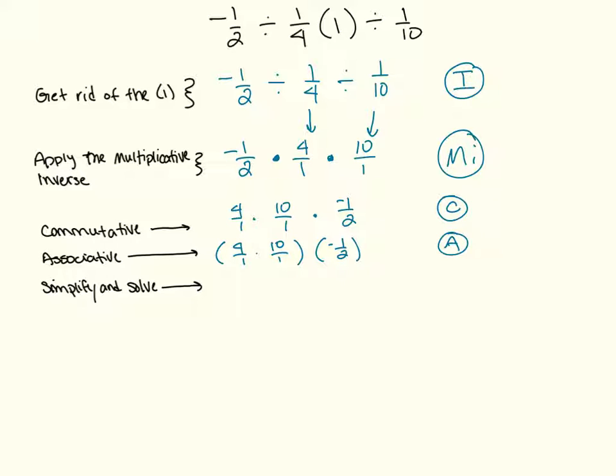Okay, now we can actually solve it. 4 times 10 is 40, that's 40/1. Bring down the negative 1/2. Multiply straight across, you get negative 40 over positive 2, which means our answer is negative 20. Okay, make sure you get all this down in your notes before moving on to the practice section.